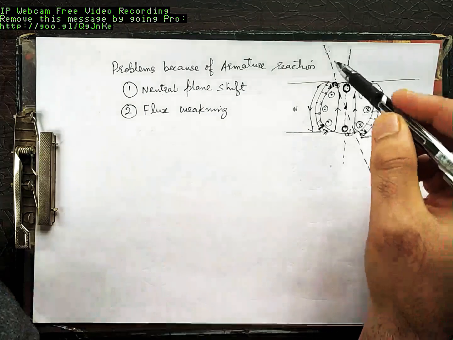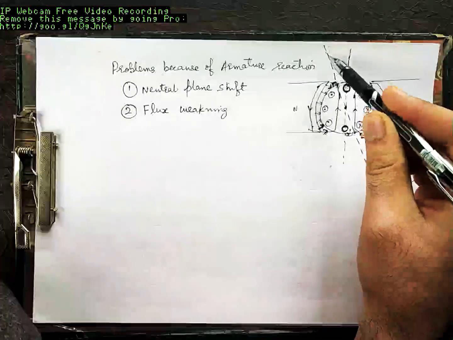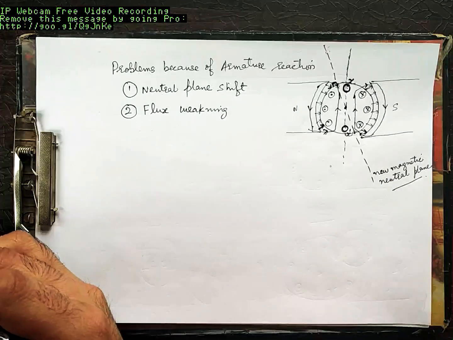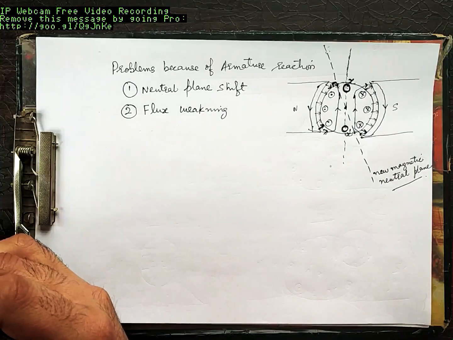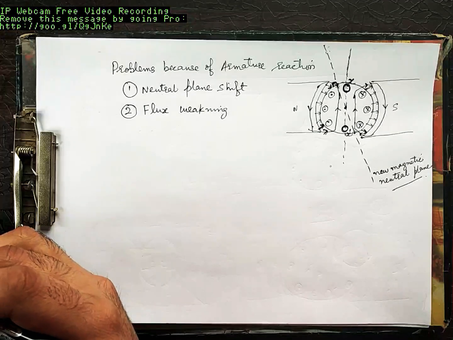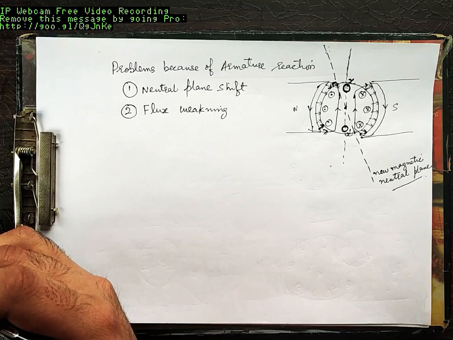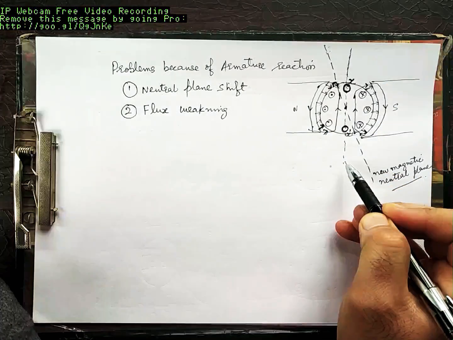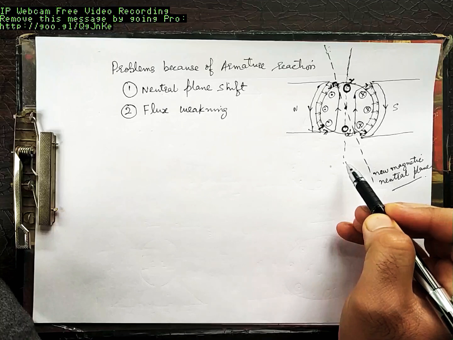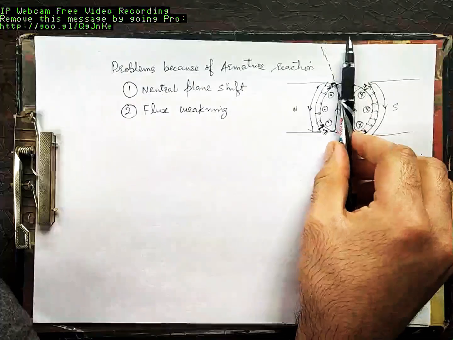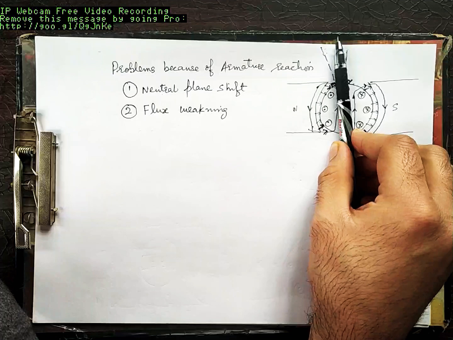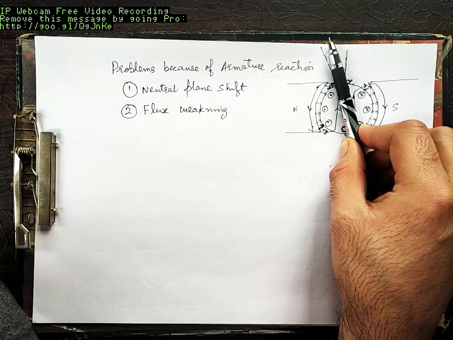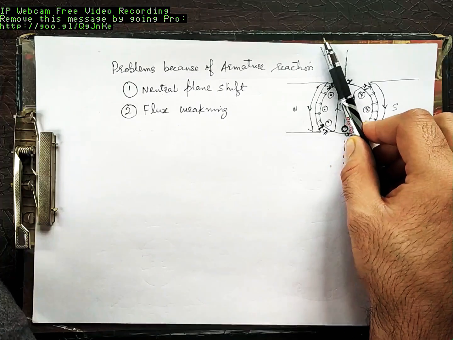where will the new magnetic neutral plane lie? It depends upon the current that is being supplied by the machine. Initially, when there was no load connected to this machine, this was the magnetic neutral plane. If you put on some load on the machine, that means you are drawing some current from the machine, this neutral plane will shift in this direction. You put more load, this will shift further. You put more load, this will shift further.